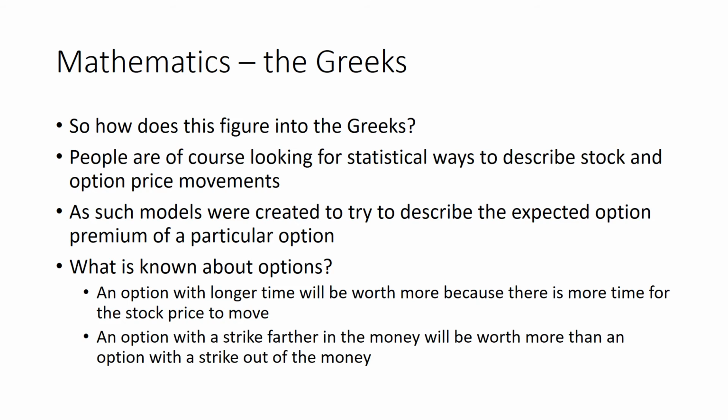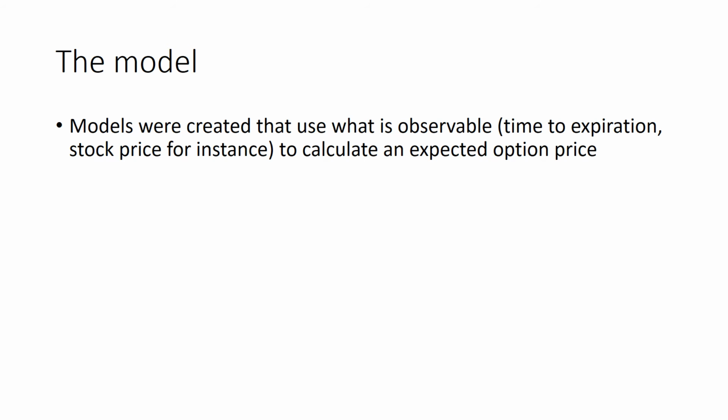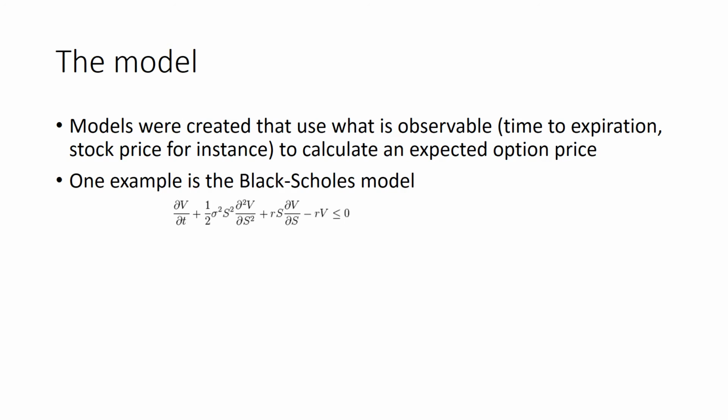So we have to look at what is known about options. An option with a longer time will obviously be worth more because there's more time for the stock price to move. An option with a strike farther into the money will be worth more than an option with a strike out of the money. So the movement of option prices was studied, and then models were created to describe how the option price changed with regards to the stock price and the time. So they used what is observable, which is the time to expiration and the stock price. Basically, they back solved from what happened with actual option prices and figured out a way to model this. One example is the Black-Scholes model you may have heard of.